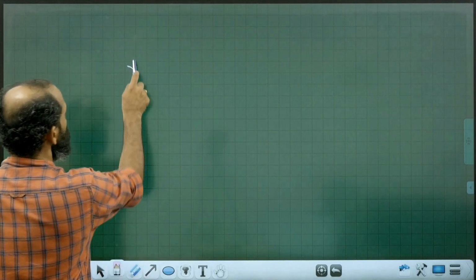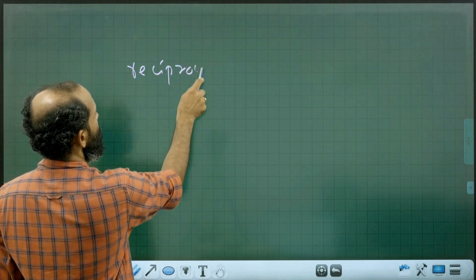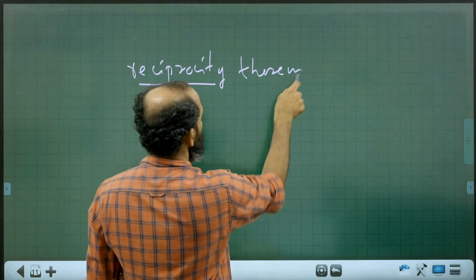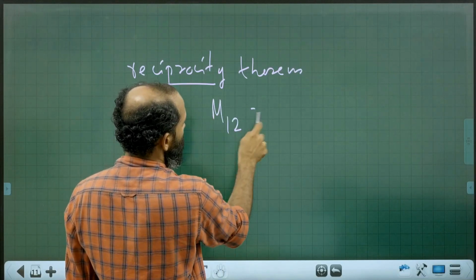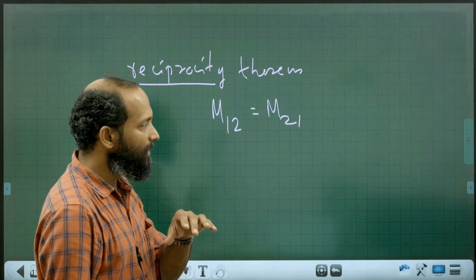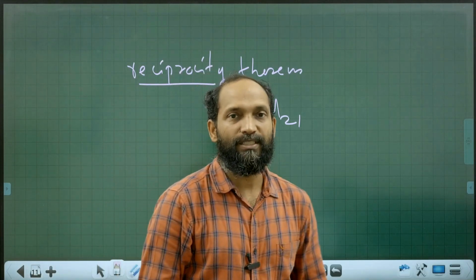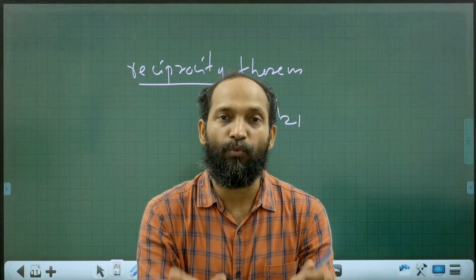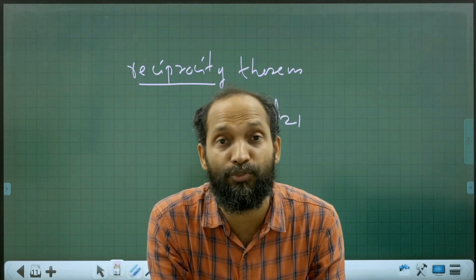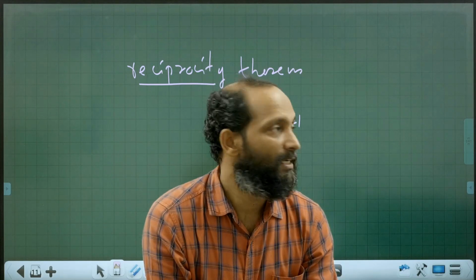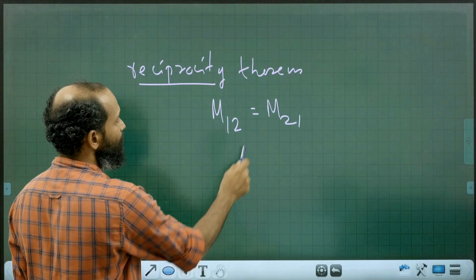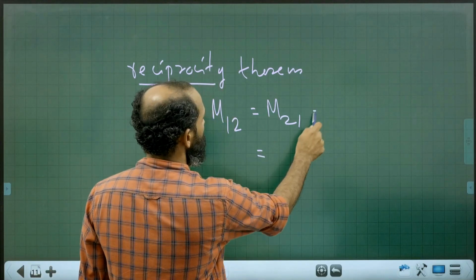For the reciprocity theorem in electromagnetic induction, it can be proved that M12 equals M21, for which there should not be any flux leakage, for which the two coils should be wound one upon the other, which is done in a transformer to minimize flux leakage loss. And that reciprocity theorem says that M12 equals M21, which can be written as M.